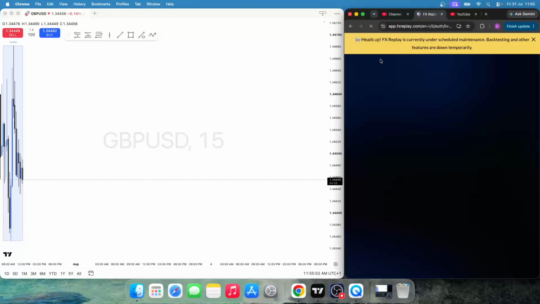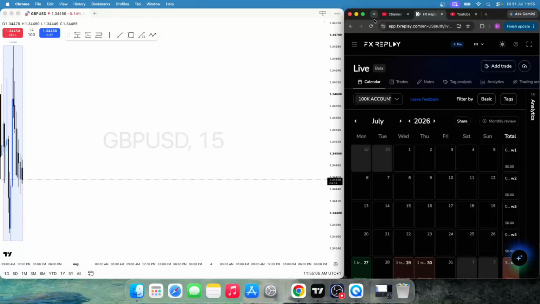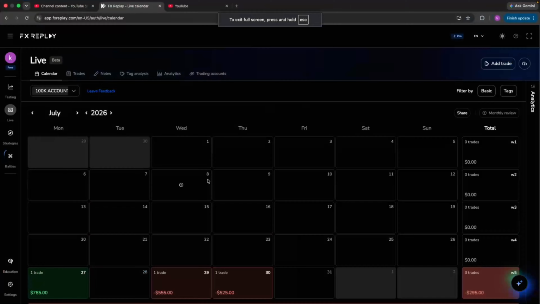Is it going to work if I reset? Or is it just going to start glitching? Oh, it's going to work if I reset. It's been glitching all day.